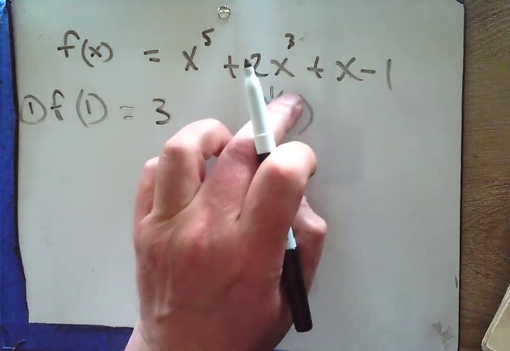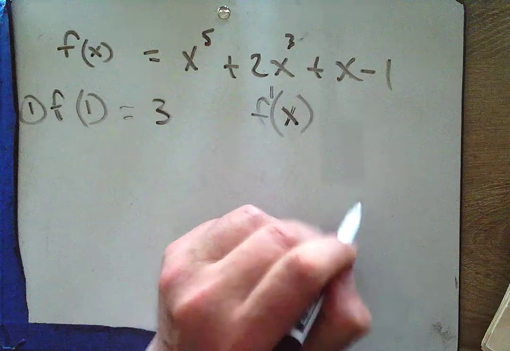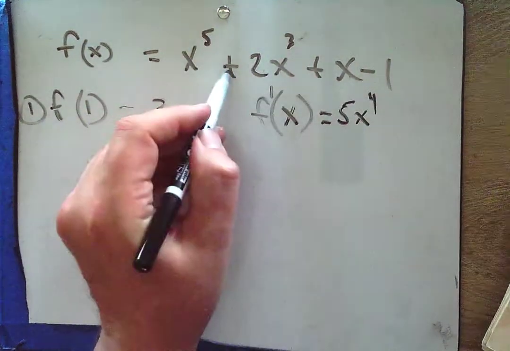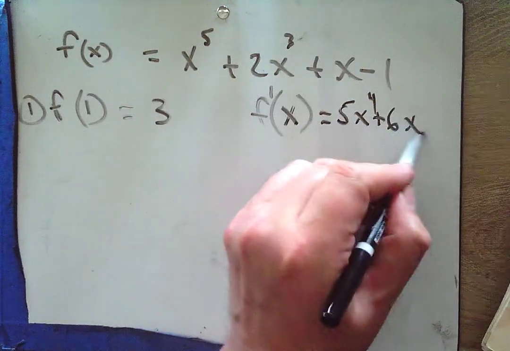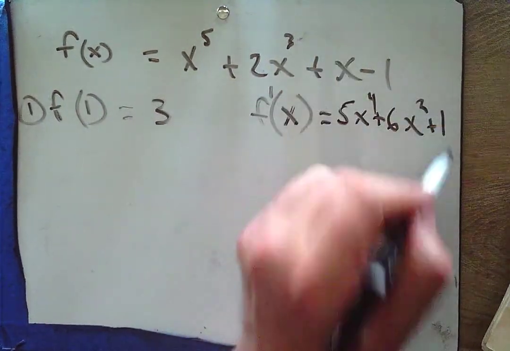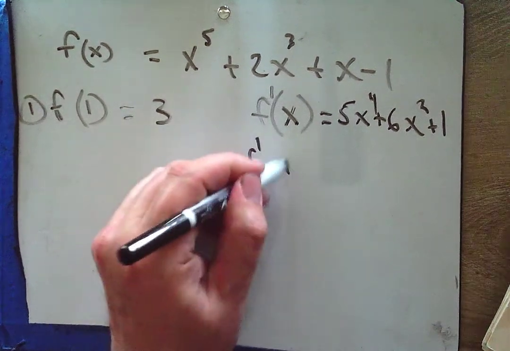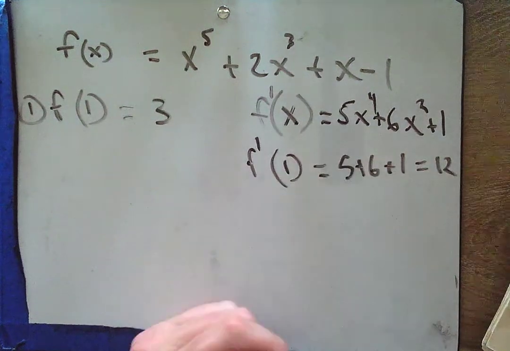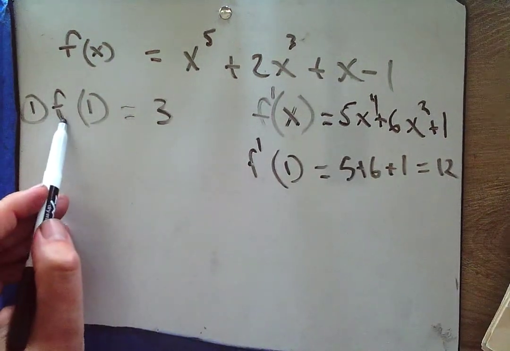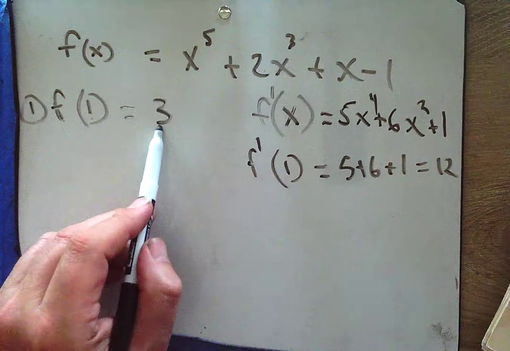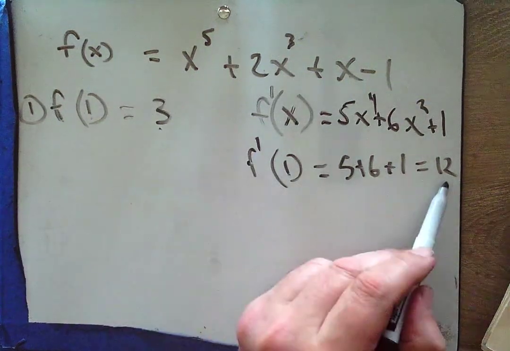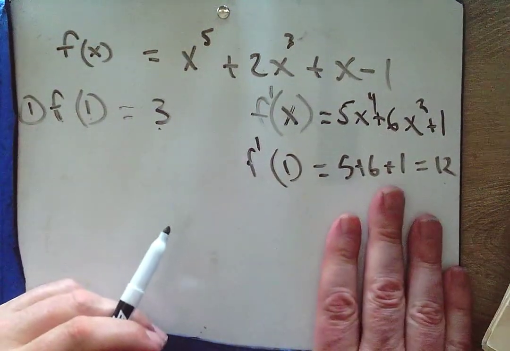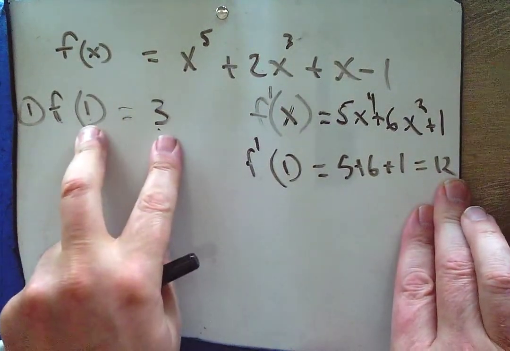I need f prime of x to find that out, so I'm going to take the derivative here: 5x to the 4th, 6x squared, and the derivative here is 1. And now when I do f prime of 1, I get 5 plus 6 plus 1, or 12. So on f, I see the ordered pair (1, 3), and the slope at 1 is 12. If I wanted to write a tangent line equation, it'd have all the information I need: slope at a point and a point.